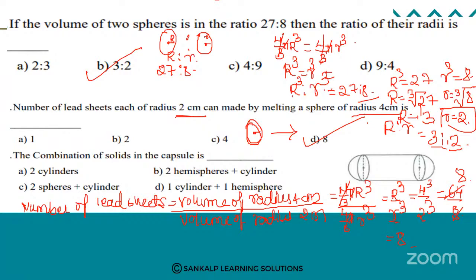If you want, you can take down. Now, the combination of solids in the capsule: here one capsule is there. This capsule is the combination of 2 hemispheres and 1 cylinder. So option B is right.